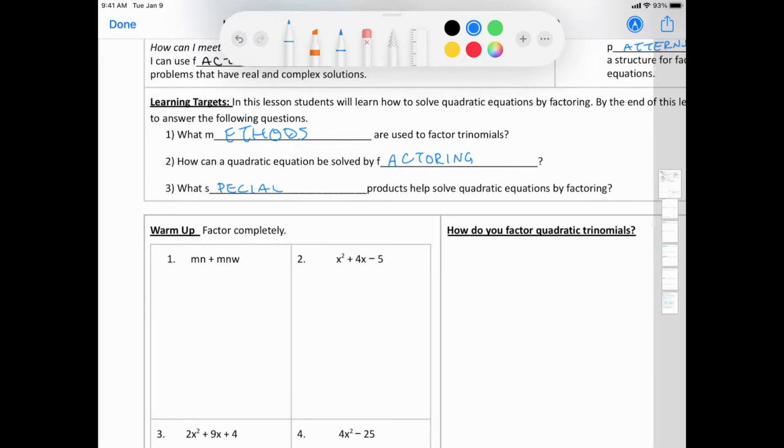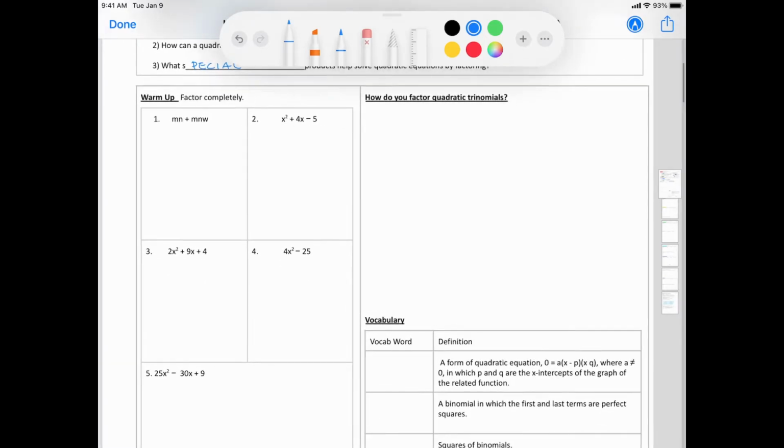All right, let's see what you know. Let's see if you can factor. I have 5 questions over here in the warm-up. Go ahead and try those, and then go ahead and press play if you need some help or you're ready to check your answers.